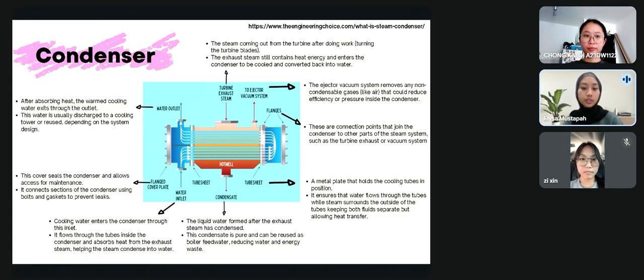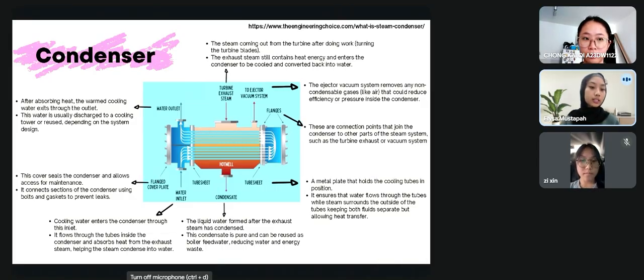Condensate is the liquid water formed after the exhaust steam has condensed. This condensate is pure and can be reused as boiler feed water, reducing water and energy waste. Water inlet: cooling water enters the condenser through this inlet. It flows through the tubes inside the condenser and absorbs heat from the exhaust steam, helping the steam condense into water.